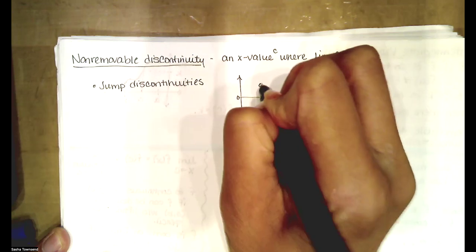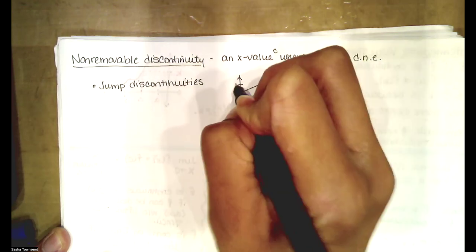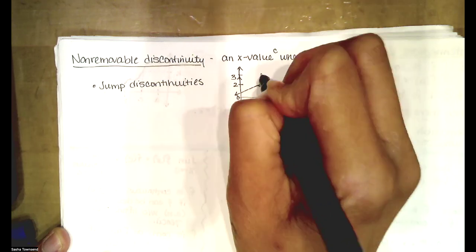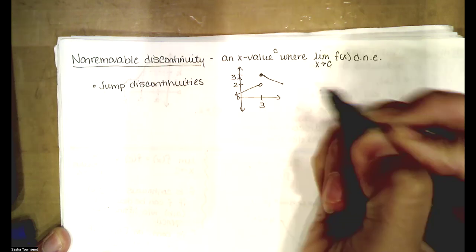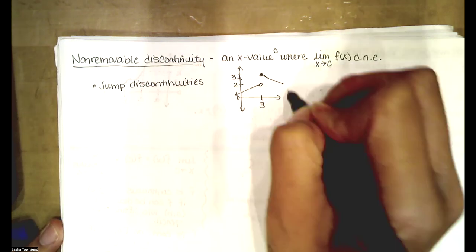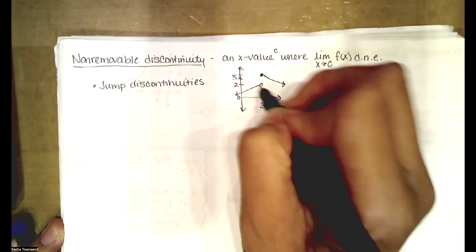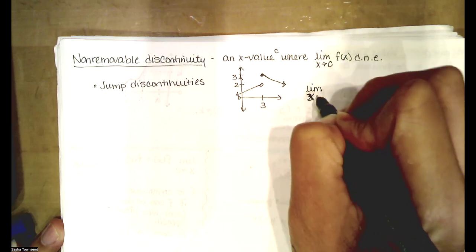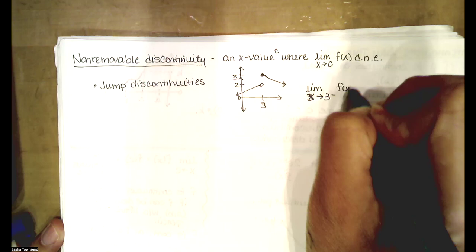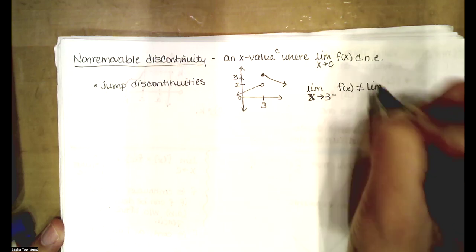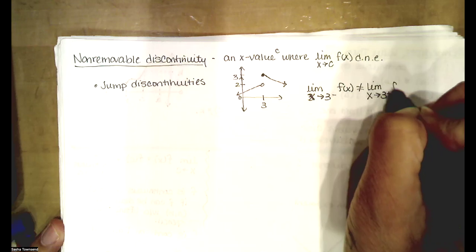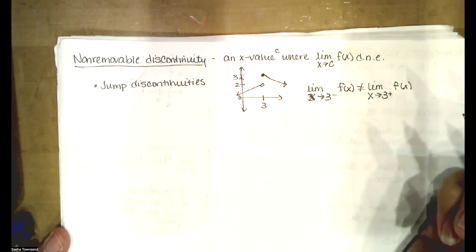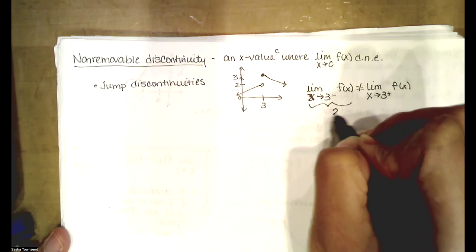Maybe here at x equals 3, you get one limit on this side. Maybe the y values are approaching 2. And then maybe on the other side, the y values are approaching 3. That's a jump in the graph. That's called a jump discontinuity because the limit from the left of the function is not equal to the limit from the right. Limit from the left of 3 is not equal to the limit from the right of 3 for that particular function. In this case, we're saying that 2 is not equal to 3.